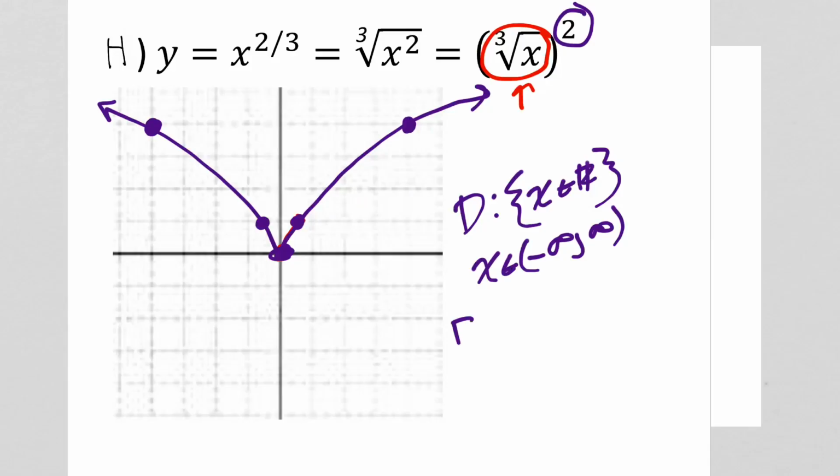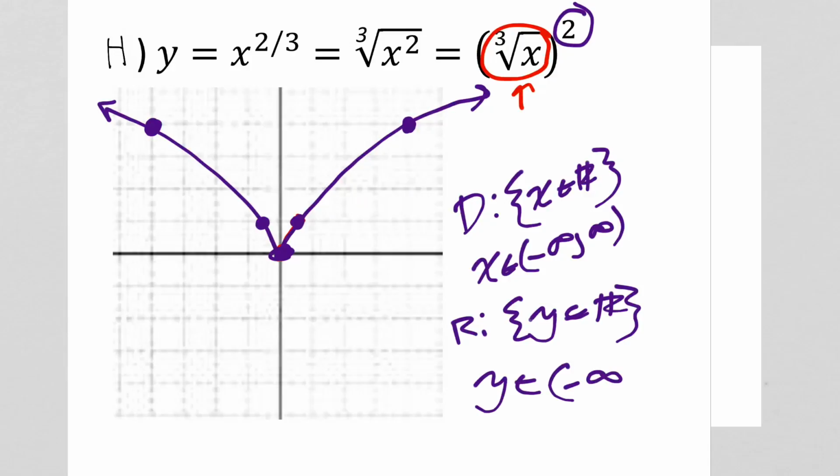And then what about my range? Well, again, all positive numbers, just like the square, just like the cube. So I'm going to say y is an element of all real numbers, and I'm going to list it in interval notation in the same way. Y is an element of the interval negative infinity to positive infinity. There you have it. A strange new function to us, but piece it together one step at a time, and you've got it.